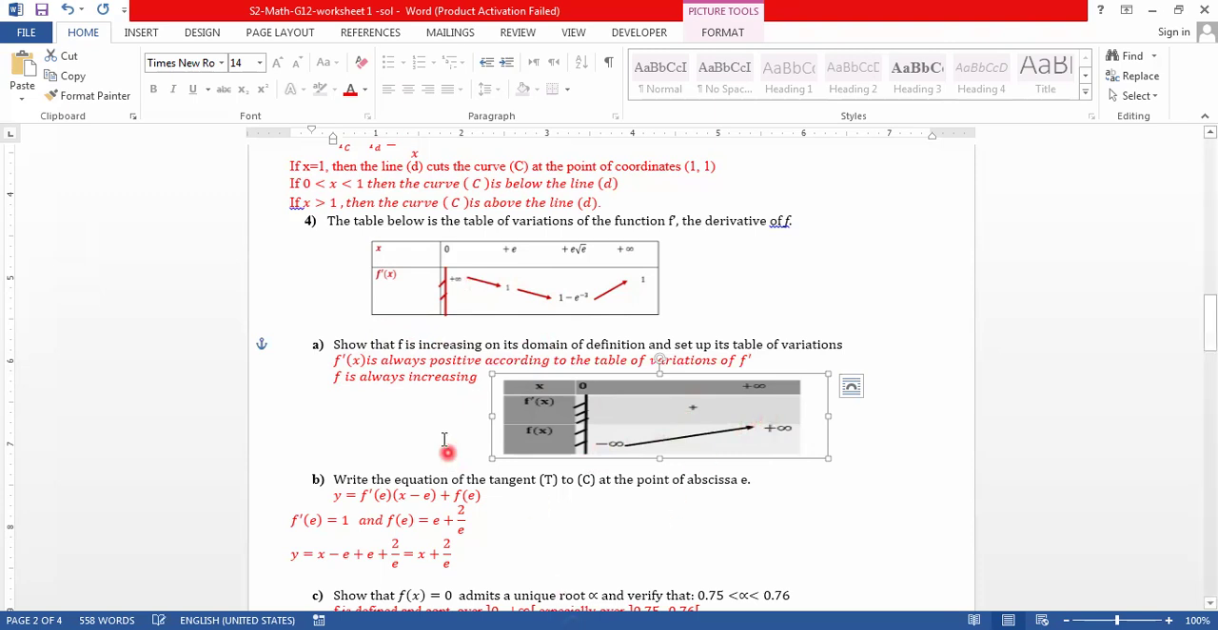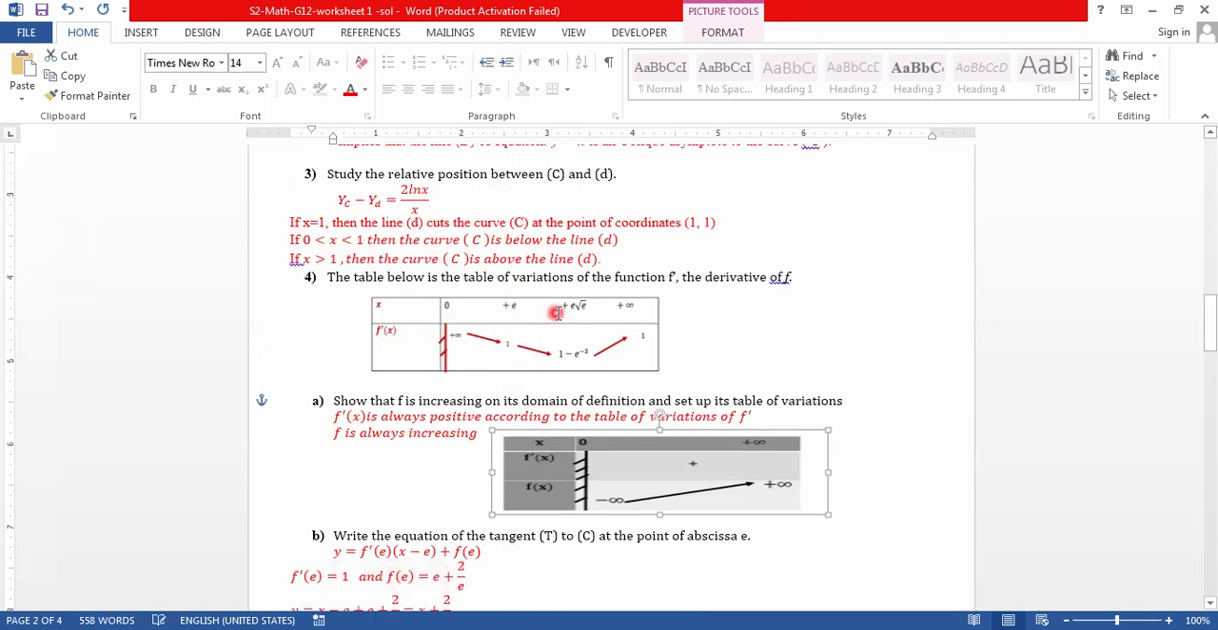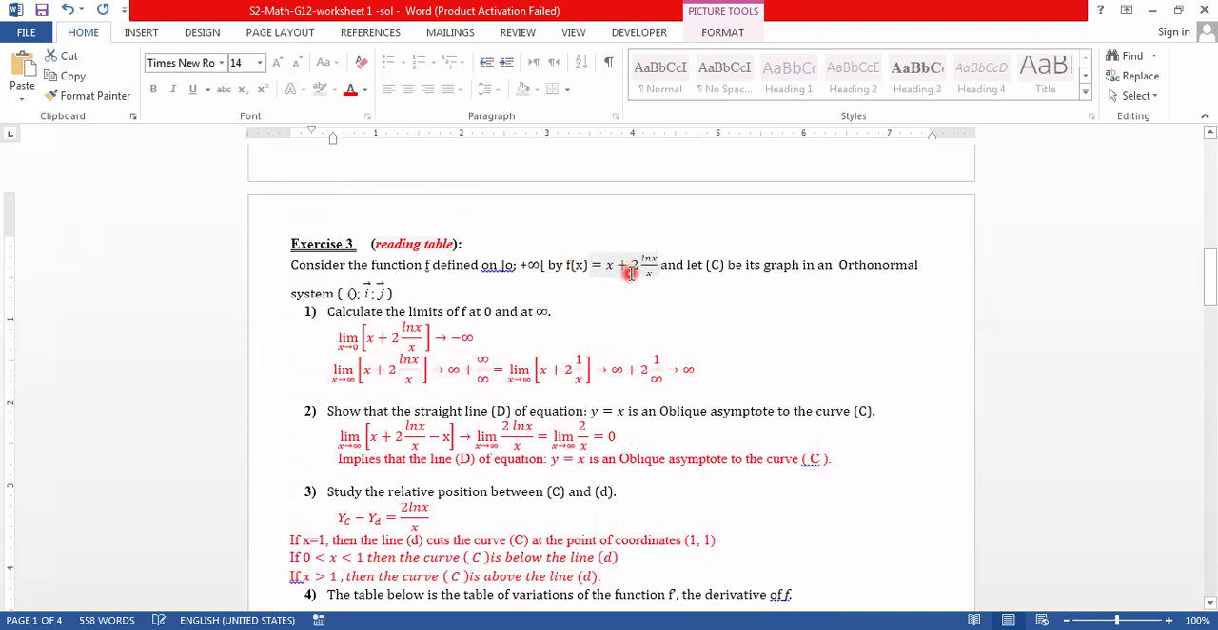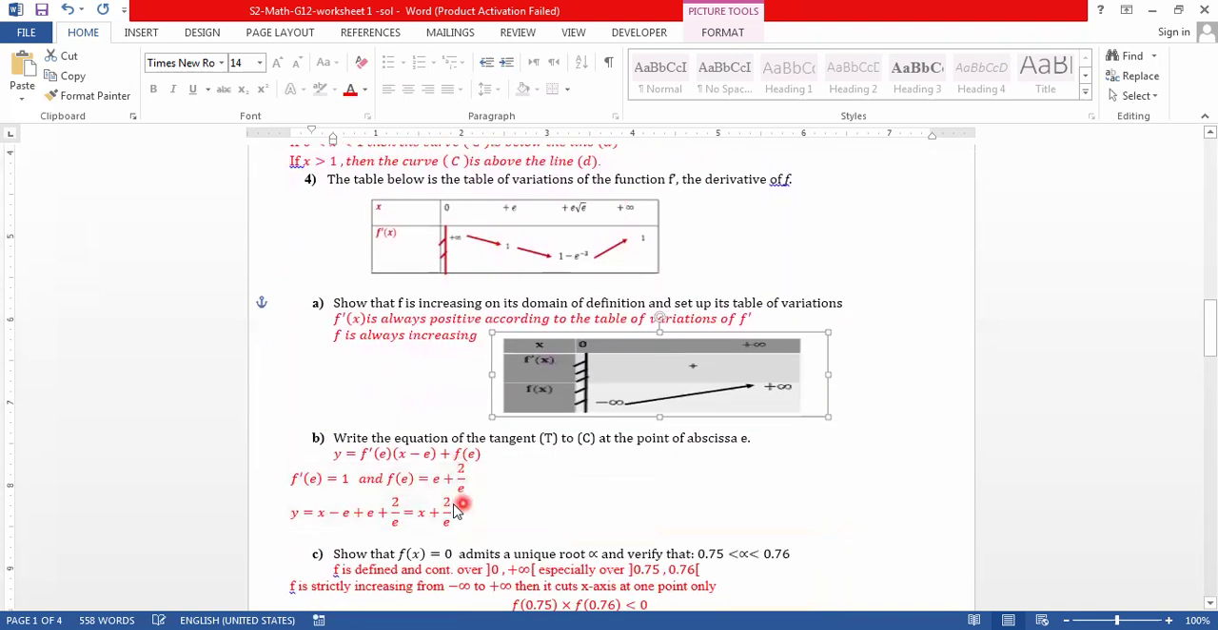Now we need to calculate the equation of the tangent to the curve at point e. The equation of the tangent is y equals f prime of e times x minus e, plus f of e. So you replace in the derivative e, so we will get e plus 2 over e. We didn't calculate the derivative. How can I tell that f prime of e is 1? I go back to the table. f prime of e is 1. So you take it from the table. And f of e, you replace it, of course, in the original function. So f of e is e plus 2 over e. And now the equation will be y equals x plus 2 over e.